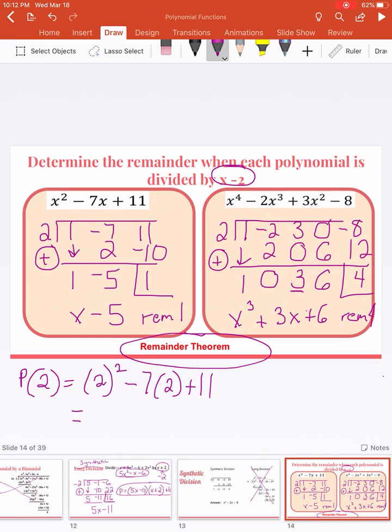I will type that in my calculator. So 2 squared minus 7 times 2 plus 11 should give me 1. Notice how my remainder matches the remainder that I had when I used synthetic division.